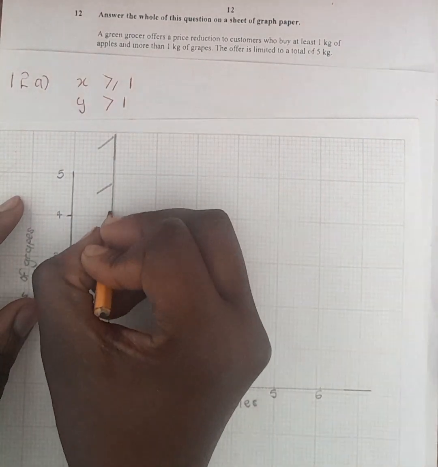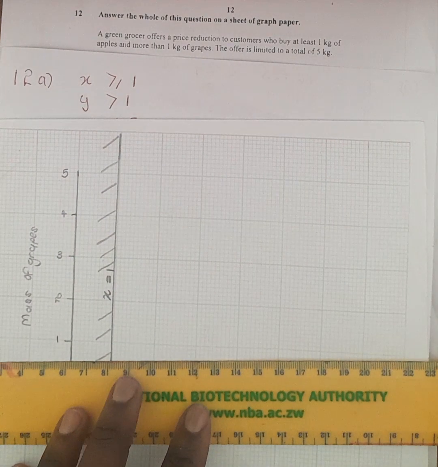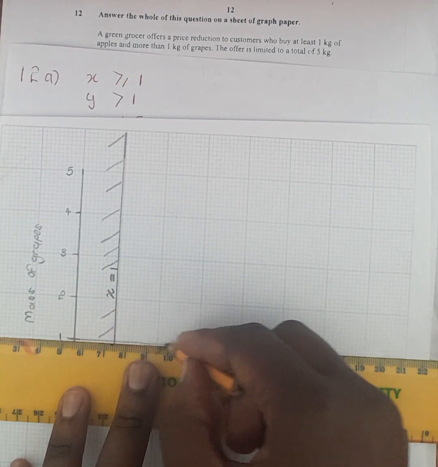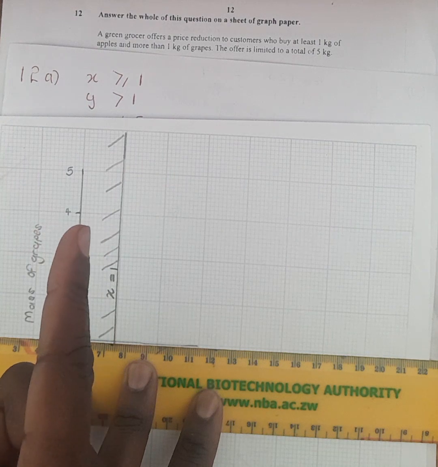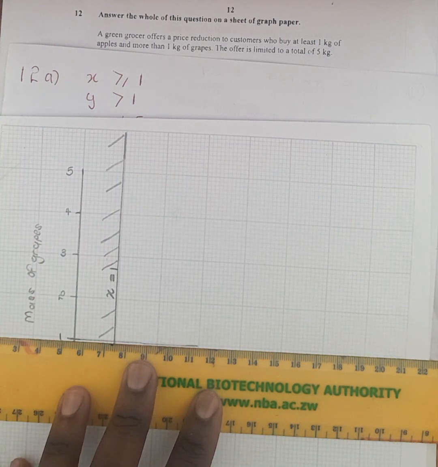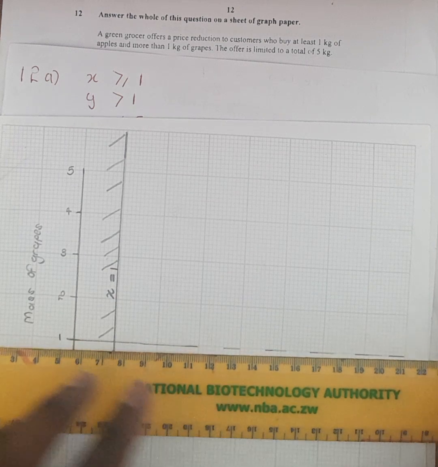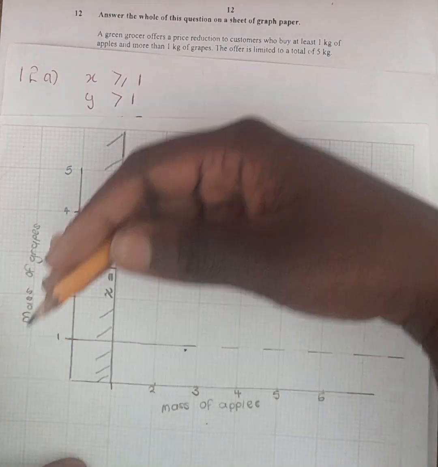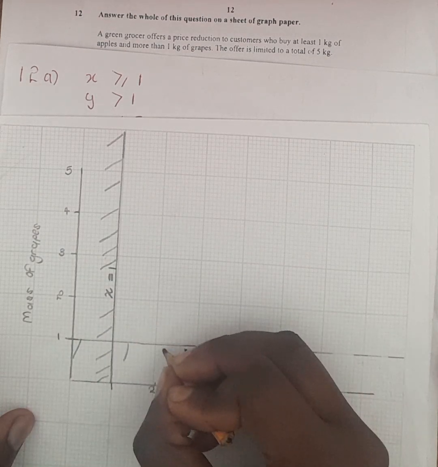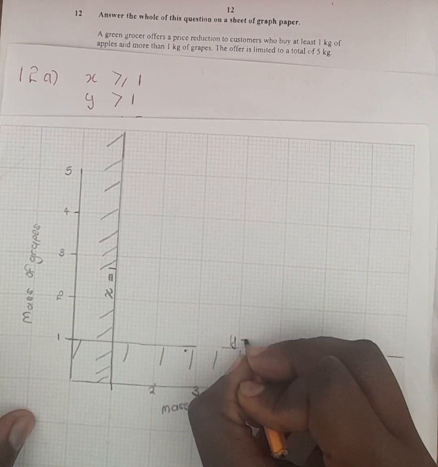Let's move on to Y is greater than 1. We first need to draw the line which we name Y is equal to 1. This is the line. For this one, it is not going to be bold because we are just given that it is greater than 1. So we draw a broken line. It should be a broken line here. And then Y is greater than 1, so it means we want this region which is greater than 1. We don't want this region which is less than 1. So we are going to shade it out. Don't forget to label this line. It is Y is equal to 1.